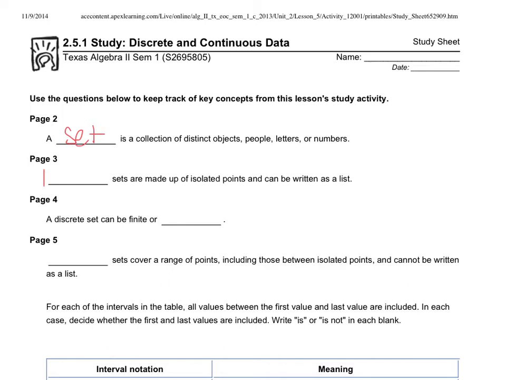There are discrete sets, which are made up of isolated points and can be written as a list. A discrete set contains very specific numbers, like the numbers 1, 2, 3, 4, and 5. It could contain all the even numbers, but it contains numbers that we can actually write out. Now, it is interesting, the discrete set can be finite, which means it can be countable, or it can be infinite. A discrete set could go on forever and ever, but it could still be discrete.